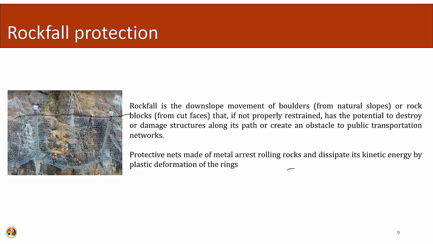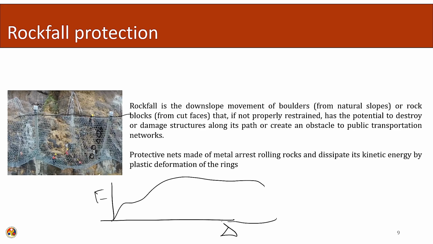The protective nets made of metal arrest the rocks falling from slopes and dissipate their kinetic energy by plastic deformation of the rings. These are the rings you can see, and these rings are also made up of metallic material. Again, they have a high force deformation versus plateau region, and the total energy absorbed depends upon this force deformation region. This is the concept that we learnt in the last lecture that we are using for the design of any absorption protection system.